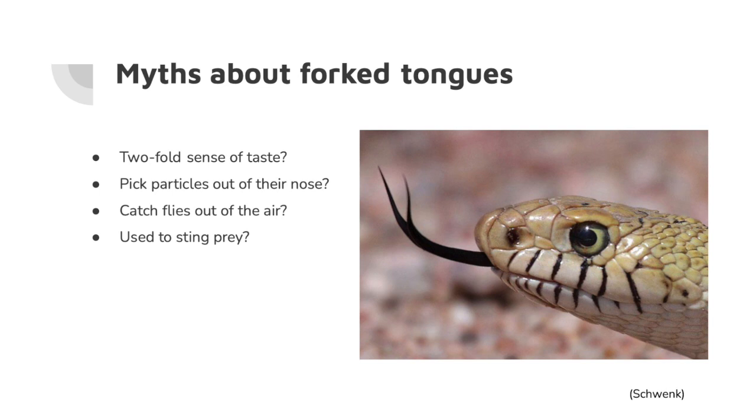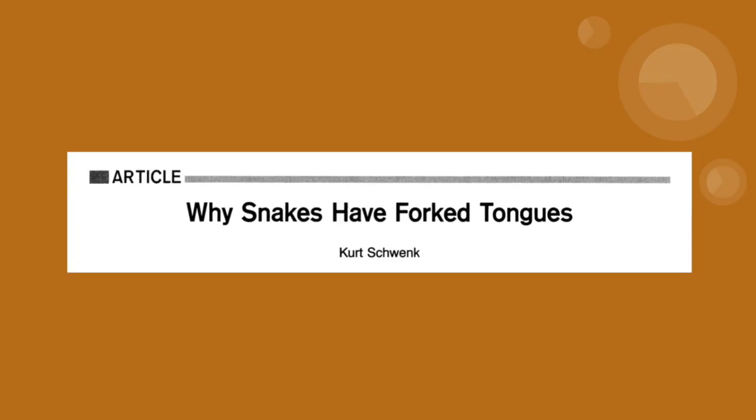A 17th century theory hypothesized that snakes use their forked tongues to catch flies out of the air. Another myth is that snakes use the tines of the tongue to sting their prey. Today, all of these hypotheses have been disproved.